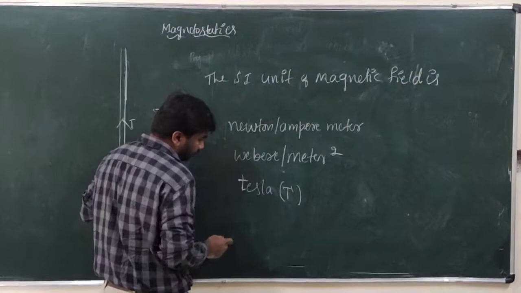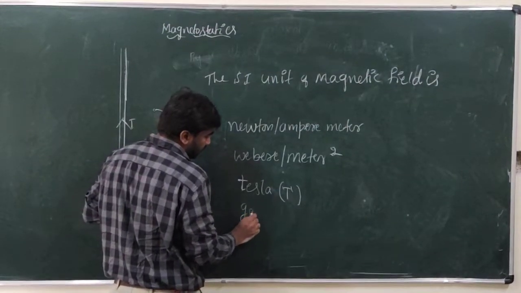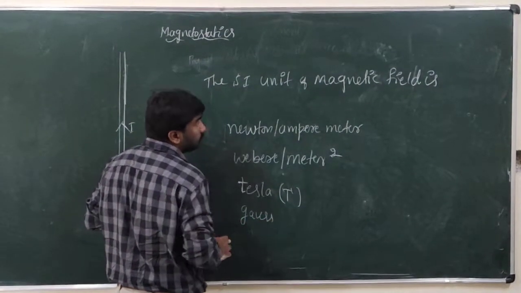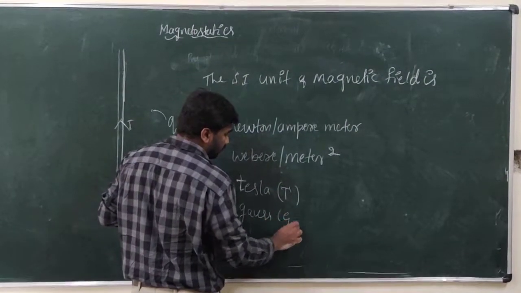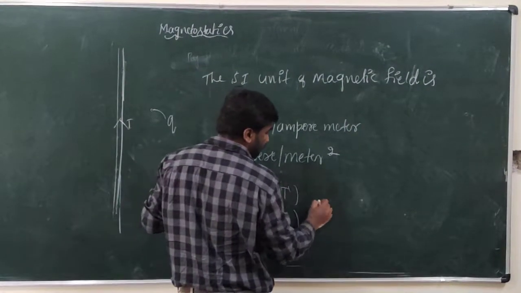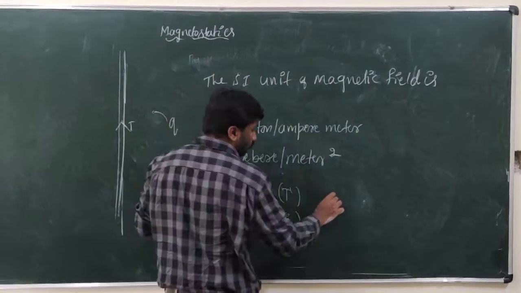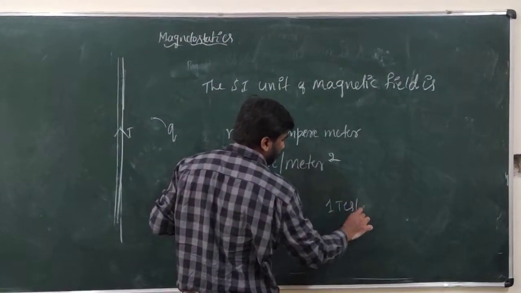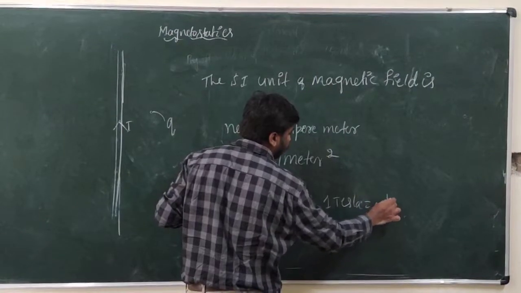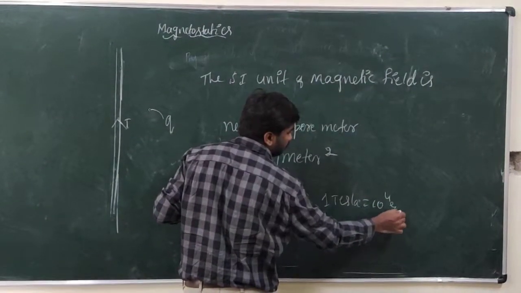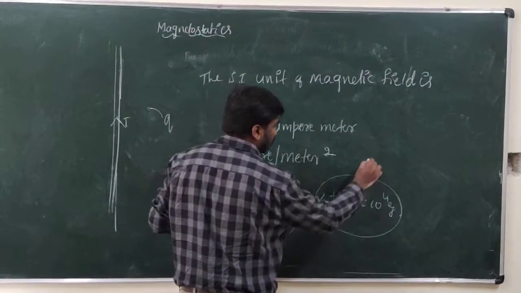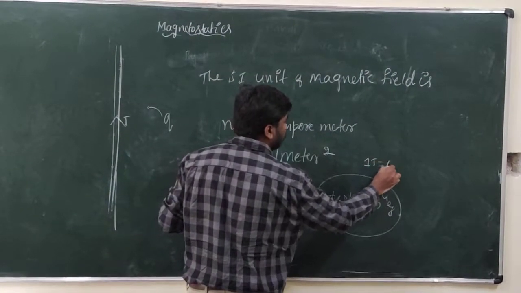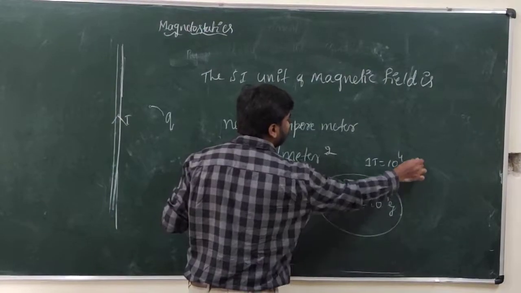Next, we can also represent this as Gauss, which is represented by G. But Tesla is a very big unit. So 1 Tesla is equal to 10 to the power of 4 Gauss. 1 T is equal to 10 to the power of 4 G.